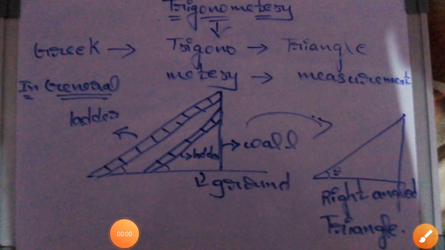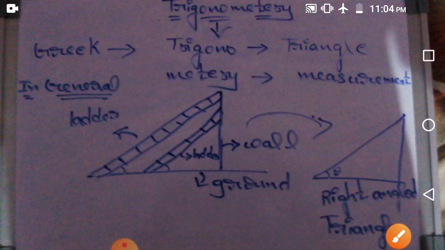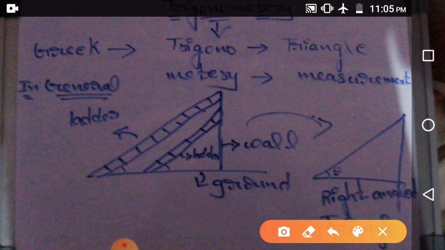Hello everyone, we are going to start a topic that is the 11th chapter of class 10 NCERT, trigonometry. Trigonometry is formed from two words, trigono plus metry, and trigono means triangle whereas metry means measurement. In general, we have an example.